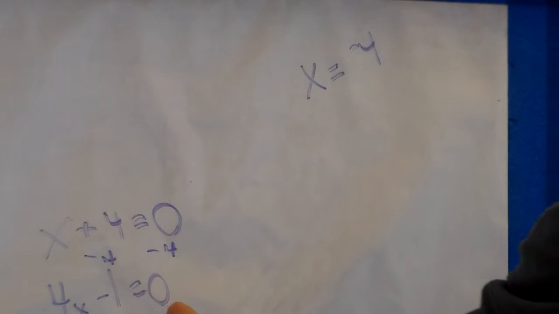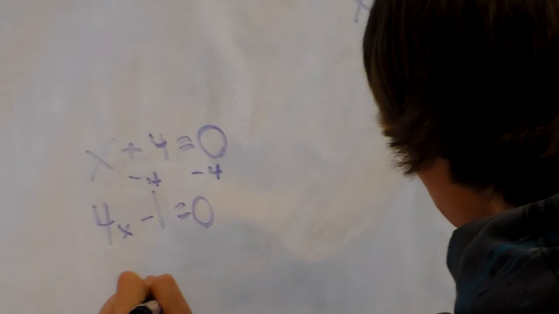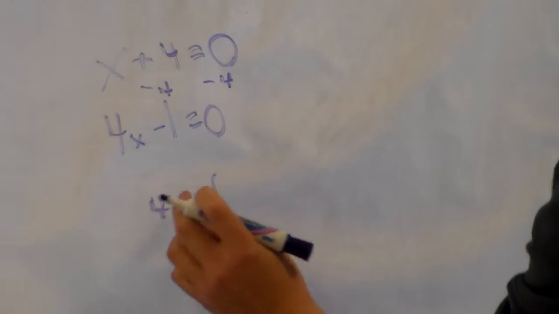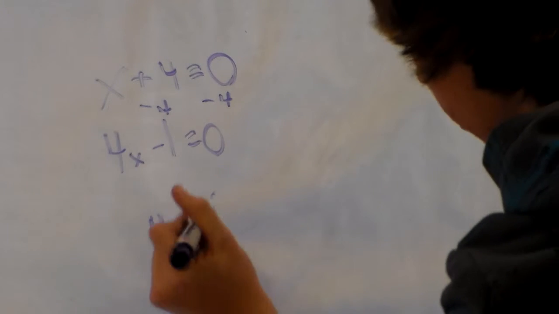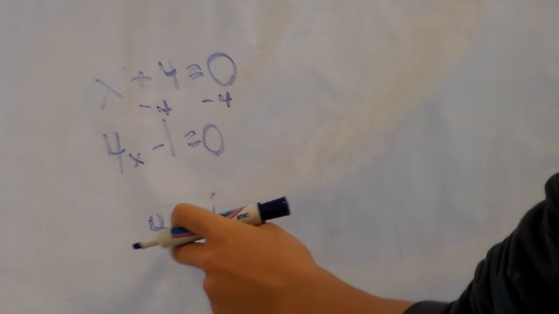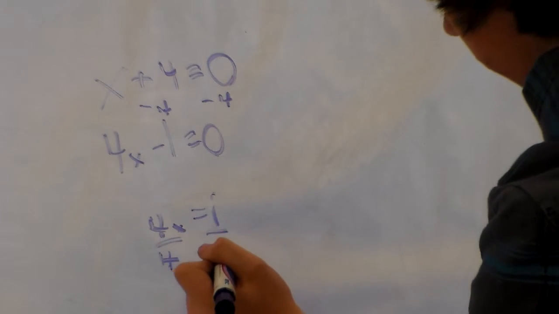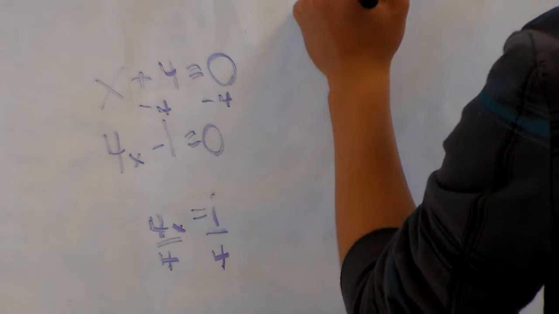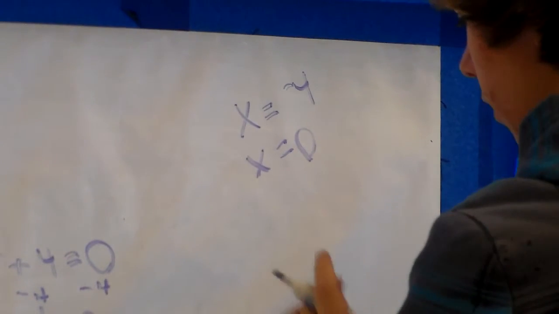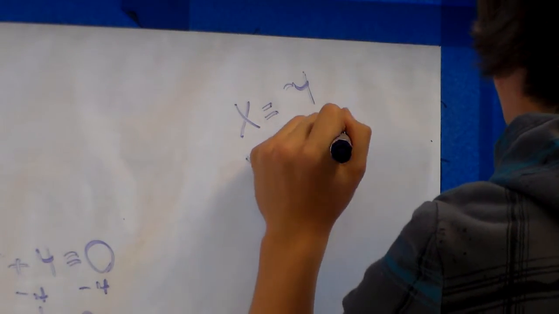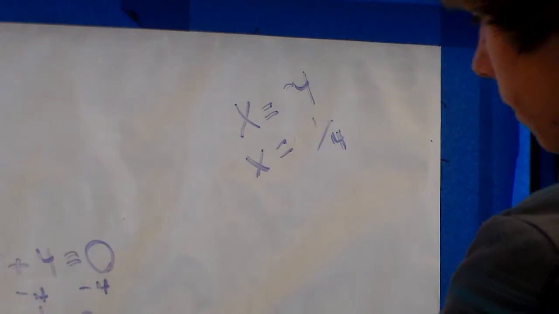Now for 4x minus 1, you're going to first move the negative 1 over, so it's going to be 4x equals 1. You're going to say 4x equals 1, so you're going to divide this by 4, divide this by 4, and you find that your other x equals 1/4. You're going to take the 1/4 that you just got from here and move it up to here.